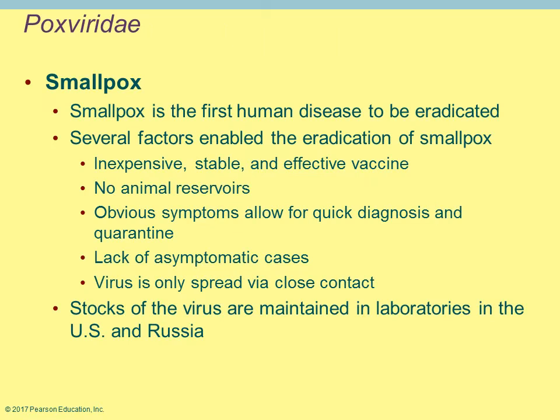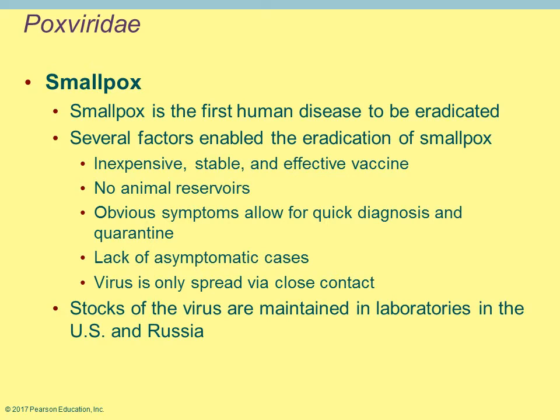Smallpox is the first disease to have become eradicated. It was eradicated in the late 1970s. Why were we able to eradicate it? Number one, we were able to come up with a vaccine that was fairly stable and inexpensive, so it was easy to produce and administer. There are no other animal reservoirs. It was just human, so you don't have to worry about the virus essentially hanging out in some other animal.